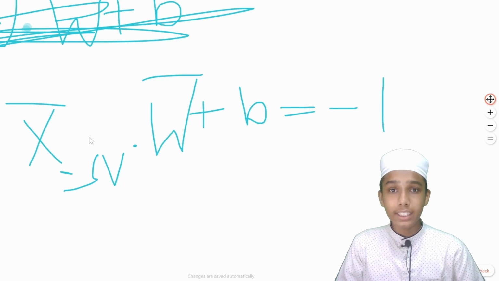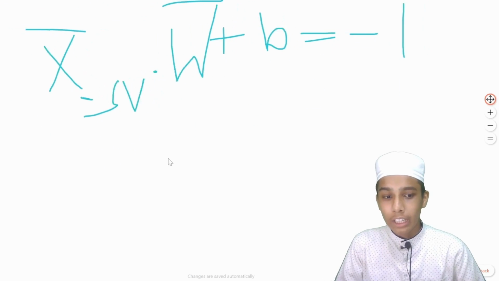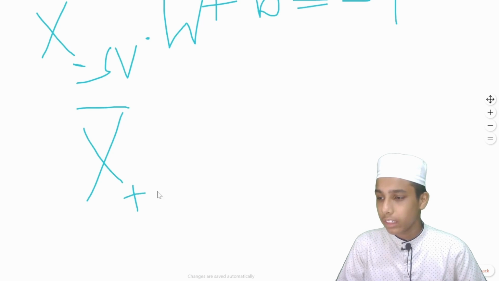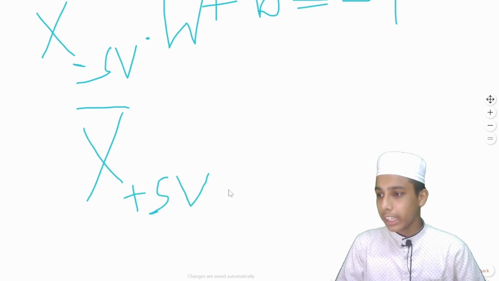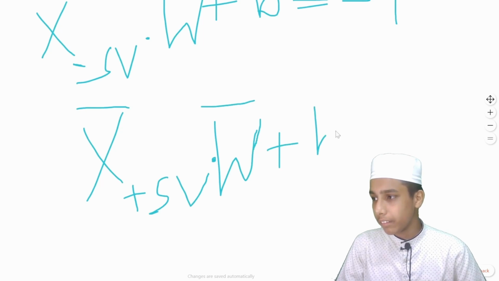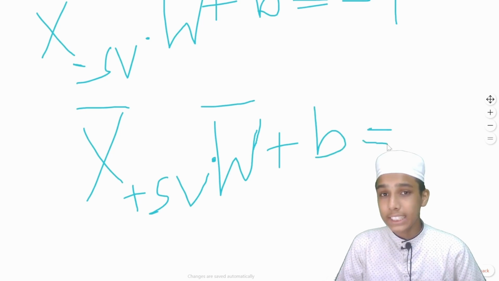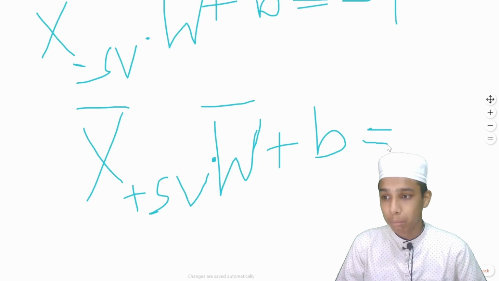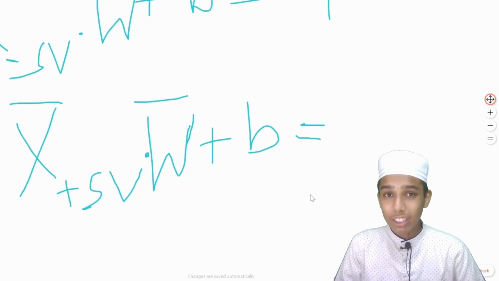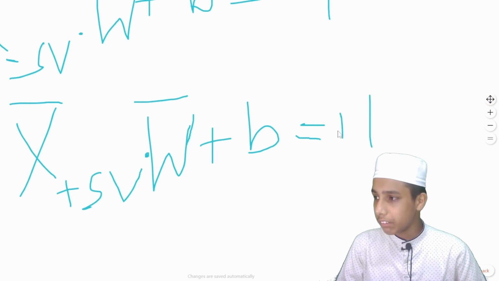Now guys, what if we have x plus support vector? For doing this one, we write x plus support vector, then the dot for this one, then w plus b equals to. In this case we are going to get positive 1, because here we have given plus, so obviously we get 1. Let's give it as b plus 1.